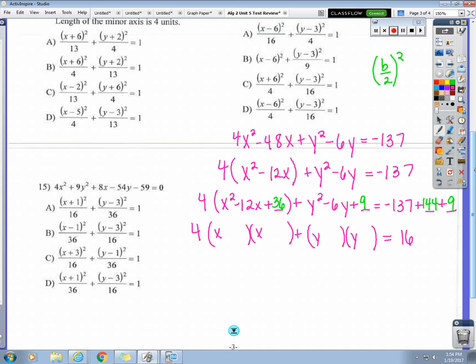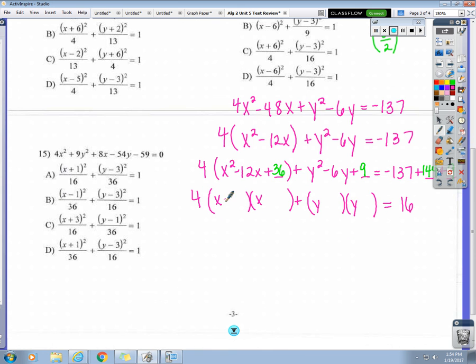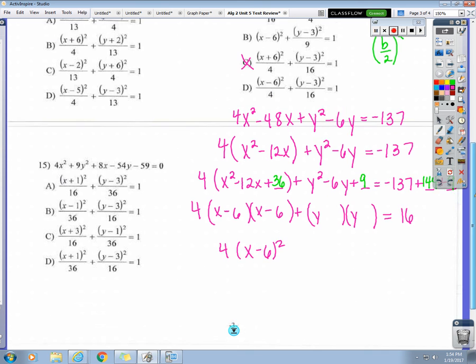What numbers multiply to 36 and add to negative 12? Negative 6 and negative 6. So won't this part just end up being 4 times x minus 6 squared? So look up here, I see an x plus 6. I can go and mark that one out.